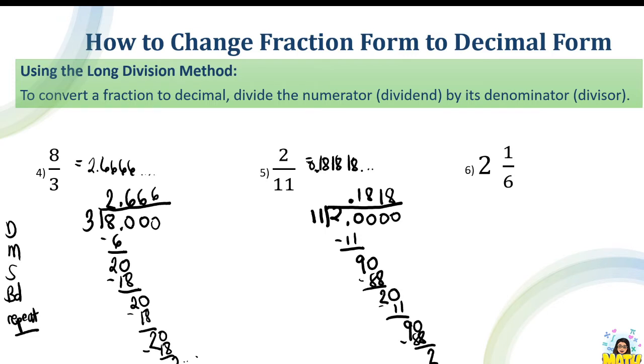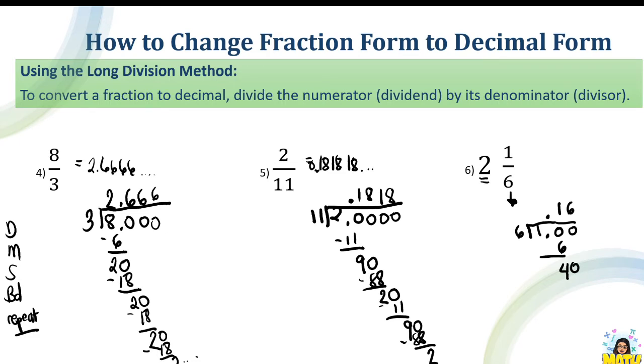Next, number 6. Since we have a mixed fraction here, or a mixed number, it means 2 and 1/6. Pwede naman na ito na lang ang ating gawing decimal at i-add na lang siya sa whole number 2. Which means 1 divided by 6. 1 divided by 6 cannot be, so add a decimal point and 0 and then divide, multiply, subtract. And then add another 0, continue the process, divide.